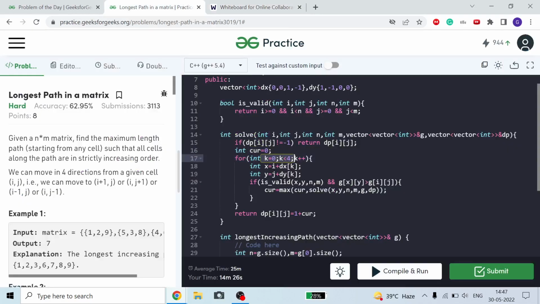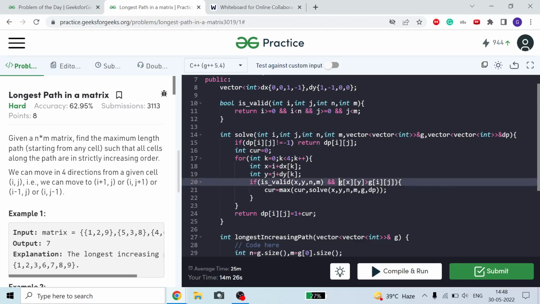Now for k from 0 to less than 4, meaning all 4 possible directions, I take 2 new variables x and y, updating x with i plus dx[k] and y with j plus dy[k]. So x, y is my new updated variable. I will check if this block is valid or not. I should be greater than or equal to 0 and less than m, meaning it is a valid row number, and j should be greater than or equal to 0 and less than n, meaning it is a valid column number. If both conditions are satisfied it returns 1, otherwise if any condition is false it returns 0, meaning false.